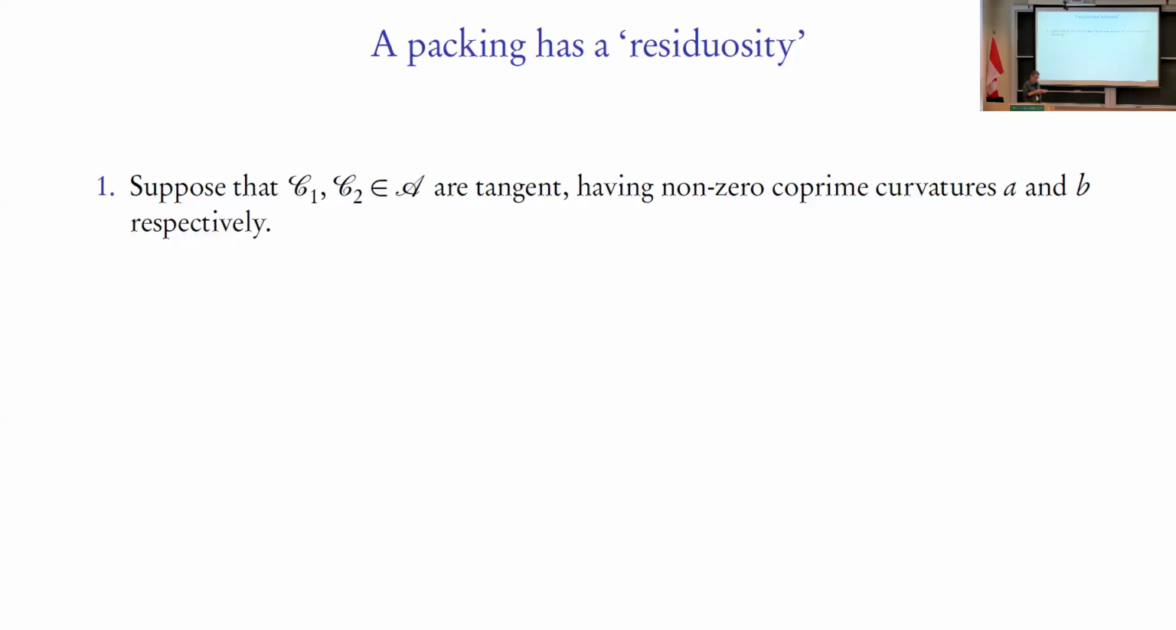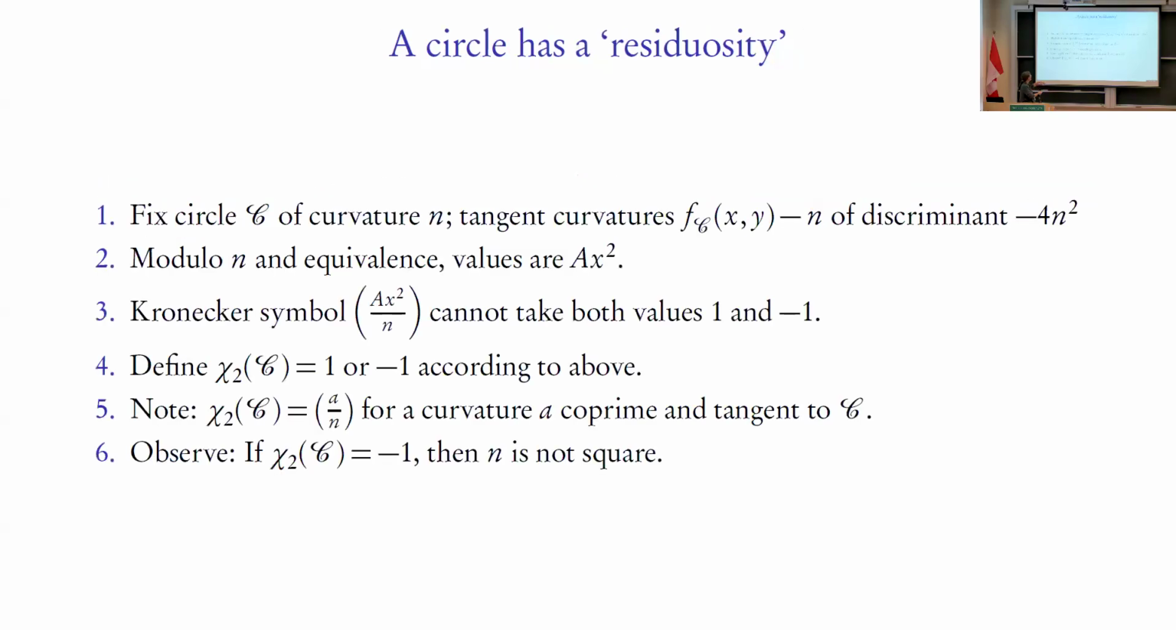Okay, but why does this extend to the whole packing? So let's try to take a step to the next tangent circle. Suppose we have a C1 and a C2, which are touching each other, maybe coprime, non-zero coprime curvatures. Then if I want to compute that symbol, remember, maybe I'll go back for one second. All I have to do is find one tangent curvature and do the symbol with respect to my own curvature.